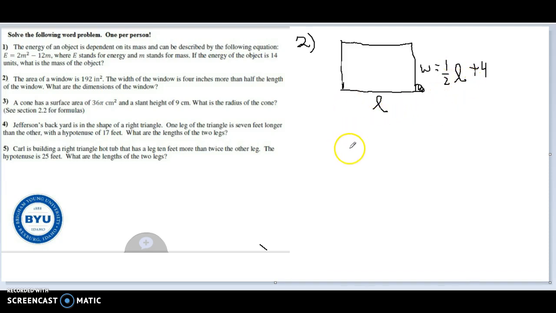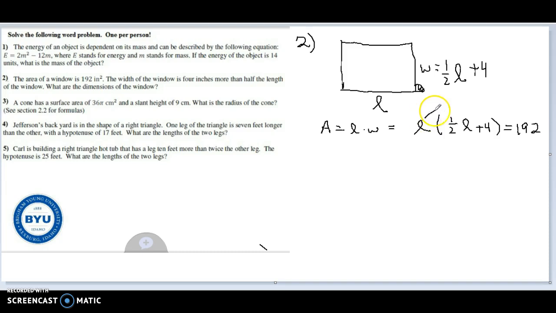So we can write that. And then we know one other piece of information that will help us here. We know that the area is 192 square inches. And we also know that the area of a rectangle is length times width. So length times the width, and instead of using W for width, let's use 1/2 L plus 4. And that is equal to 192. So this is the equation we're going to solve.